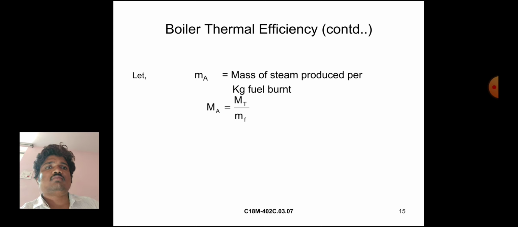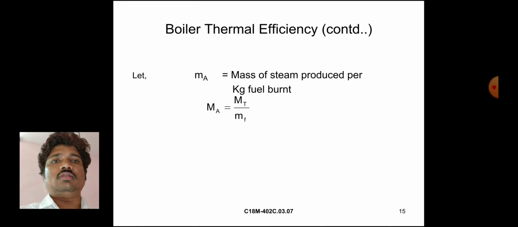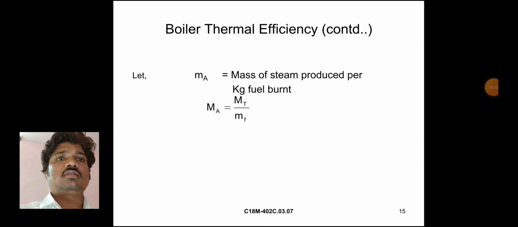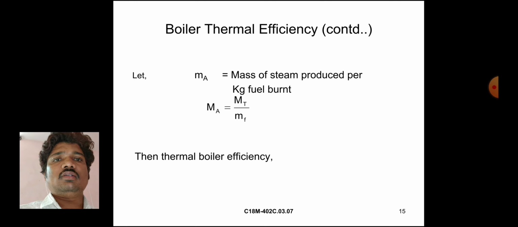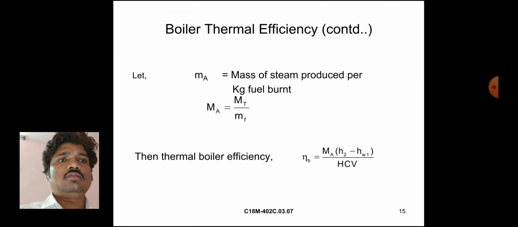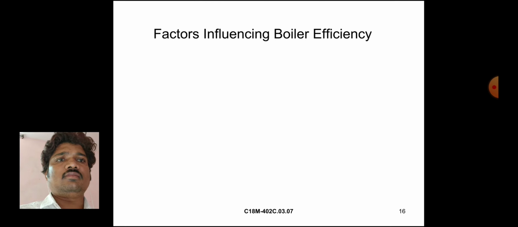MA is the mass of steam produced per kg fuel burnt. If 1 kg of fuel is burned, how much mass of steam is produced? MA is equal to MT by small mf. Then thermal boiler efficiency is equal to MA (H2 minus HW1) by HCV.